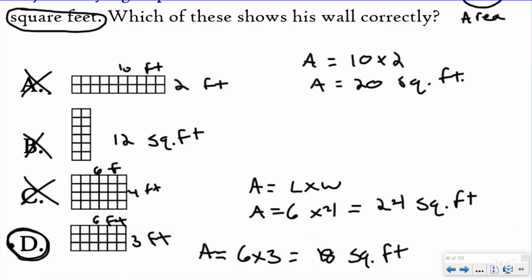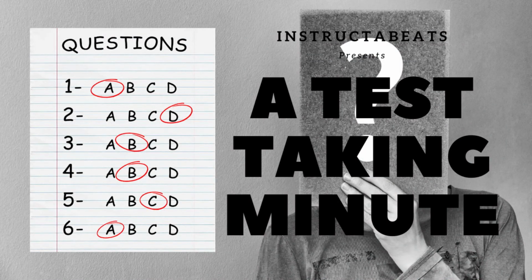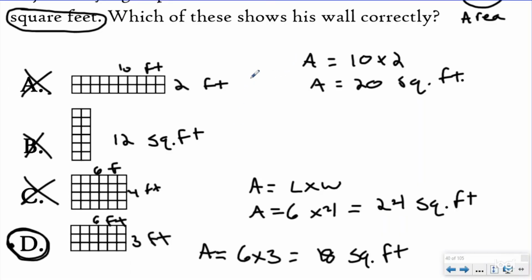Now, if you noticed, this is an Instructabeats test taking tip. Sometimes you have to work backwards. They gave me the answer of 18, and then all I had to do was solve each answer choice. But I showed work for each one, okay? And that's sometimes how they're going to ask you this type of question. They're going to give you the area and then have you find the rectangle that has the dimensions that would give it an area of 18 for this question.